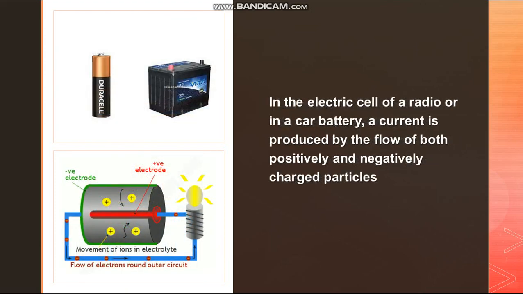You are aware of the current flowing through wires, electric bulbs and equipment in the house. In the electric cells of a radio or in a car battery, a current is produced by the flow of both positively and negatively charged particles.